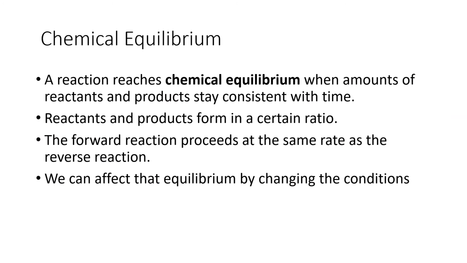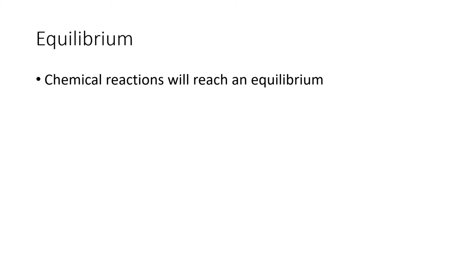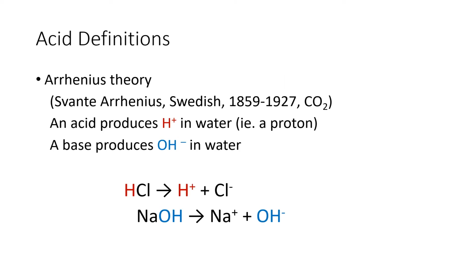All right, so chemical equilibrium is when the amounts of reactants and products stay consistent with time, and it's because the forward reaction and the reverse reaction proceed at the same rate. So they're going to occur, like we said. It's not that they're not happening anymore, it's just that they're not happening at a changing rate. And you can affect the equilibrium of reactions by changing the conditions, adding pressure or temperature or something of that nature. All right. Chemical reactions will reach equilibrium, and that's going to help us understand the difference between a weak and strong acid. So let's first get some definitions.